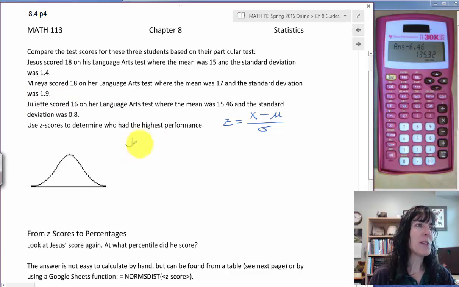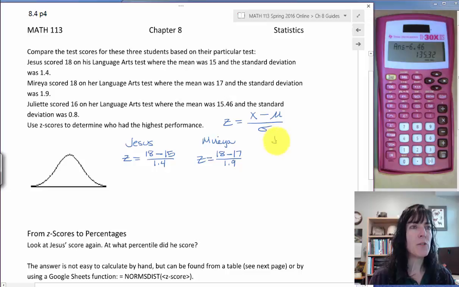All right, so Jesus, his z will be 18 minus his mean is 15. His standard deviation for his test is 1.4. Then we have Maria. Maria has a score of 18. Her test's mean was 17. Her test standard deviation 1.9. And then we have Juliet. Now Juliet had a 16, but her mean was 15.46, standard deviation 0.8.